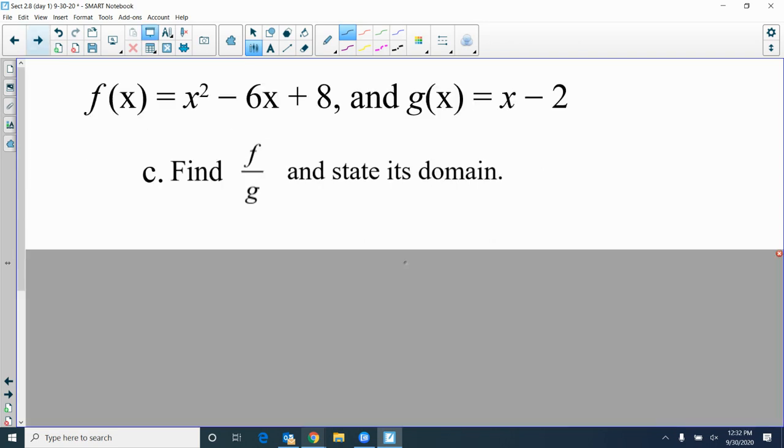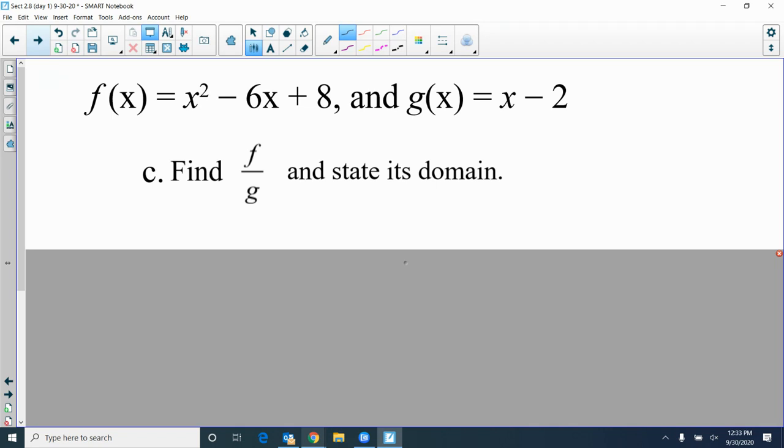Now, that part C there, same two functions. I just rewrote them for my sake. F of x equals x squared minus 6x plus 8, and G of x equals x minus 2. All right, find F divided by G and state its domain. Well, F divided by G, instinct, right, at the top is F of x, the bottom is G of x, but you're not done because what do we need to do here?